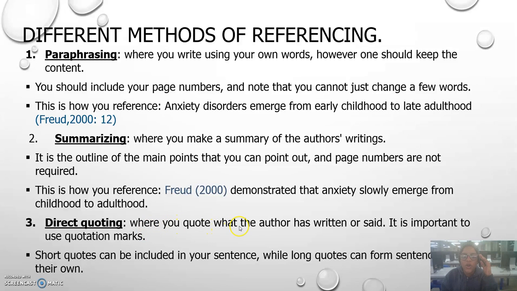This is where you quote what the author has written or said. It is important to use quotation marks. So you're gonna take what the author has said exactly as it is, and then you're gonna use quotation marks. However, you should know that you cannot take a whole, very long paragraph and then quote everything. And you cannot use too much direct quoting in your assignments. So short quotings can be included in your sentence, while long quotes can form sentences on their own.